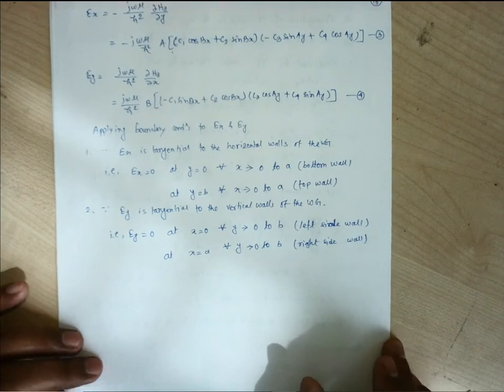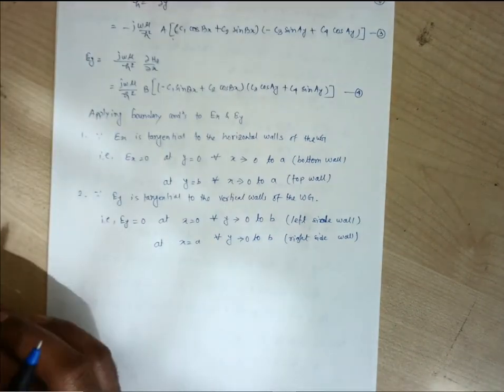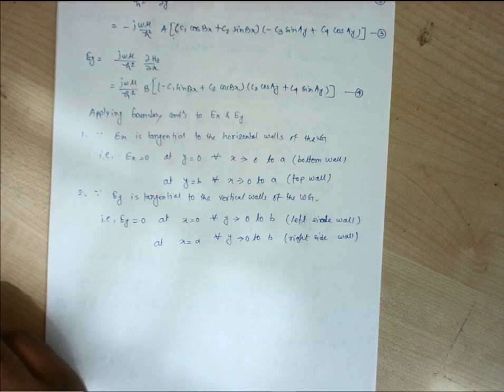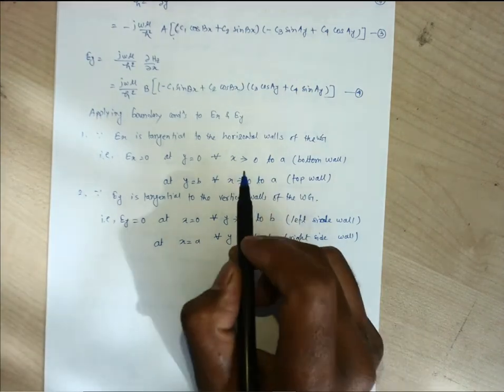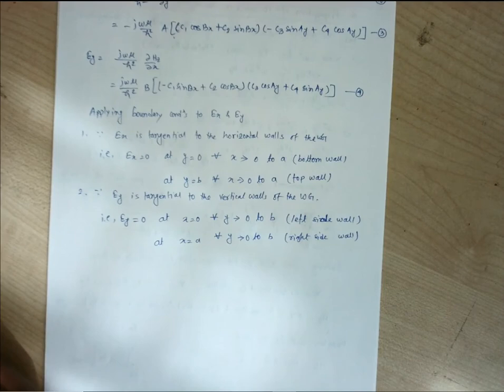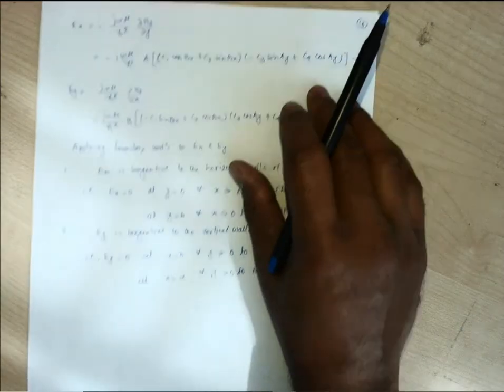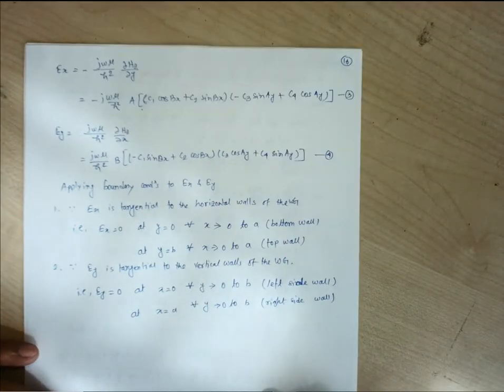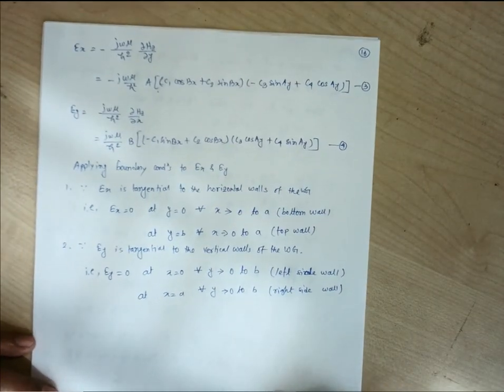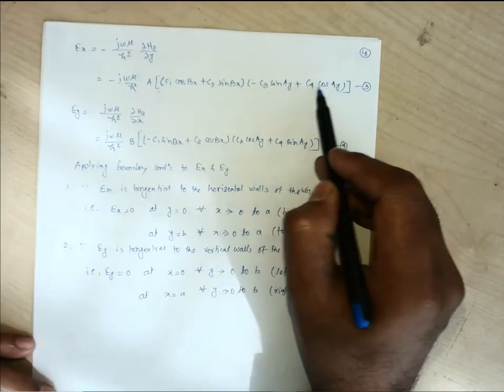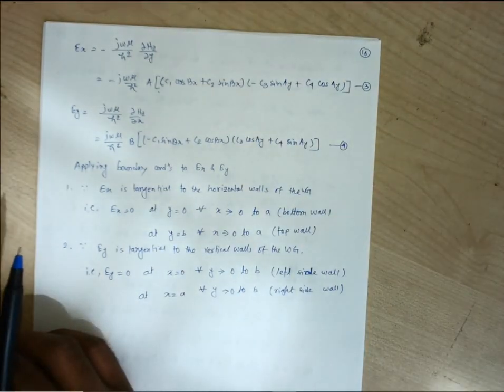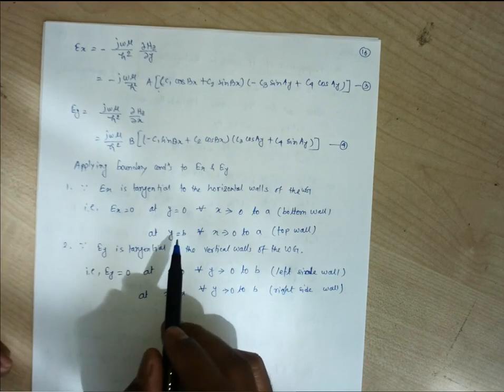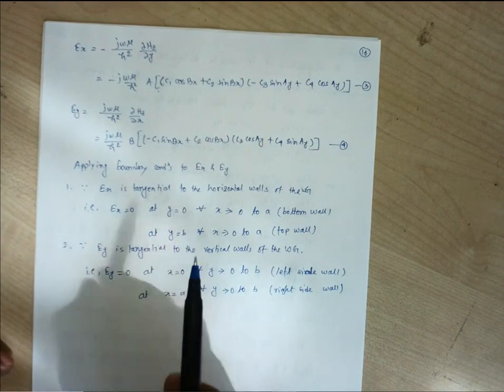Now we are going to apply these boundary conditions on this Ex and Ey. So boundary condition 1, that is Ex is equal to 0 at y equals 0 and y equals b. Okay, so at y equals 0, this term will be 0. So we can find C4 is equal to 0 for this first condition. And if we go with y equals b, we can find this constant a.